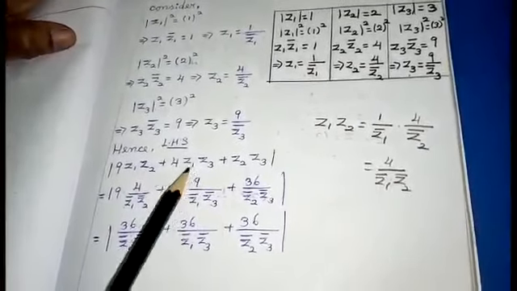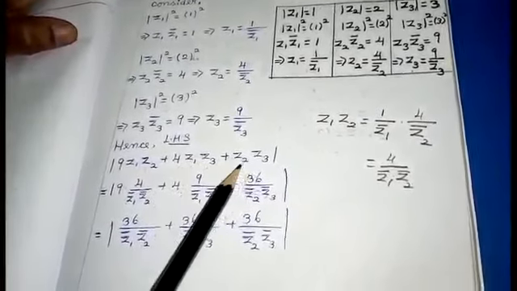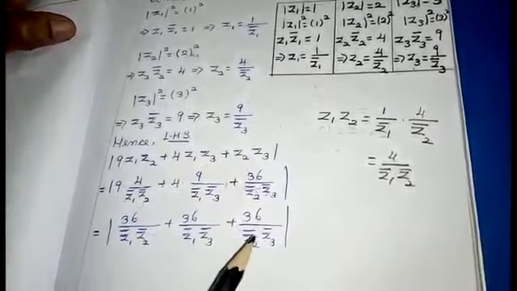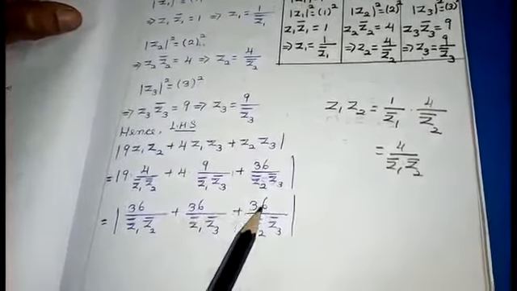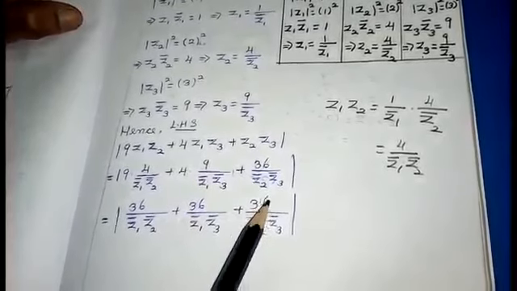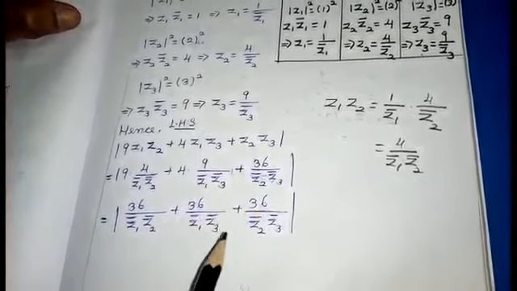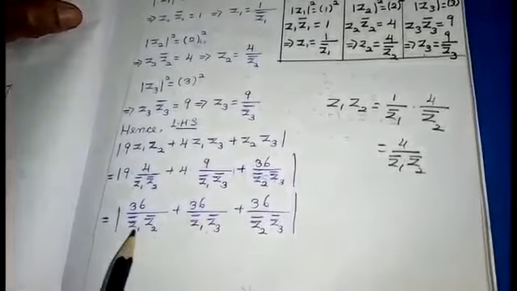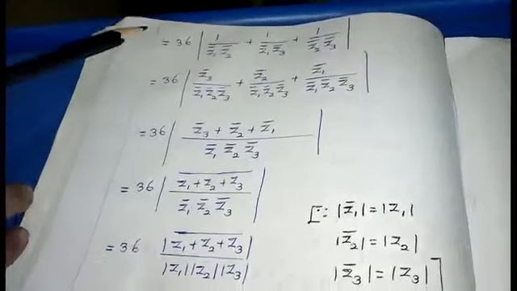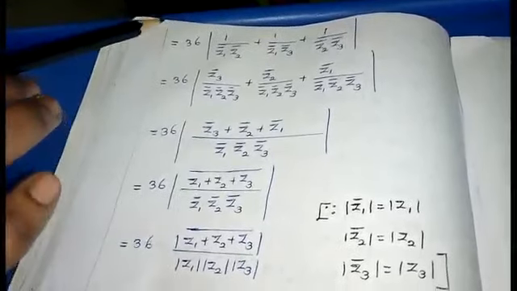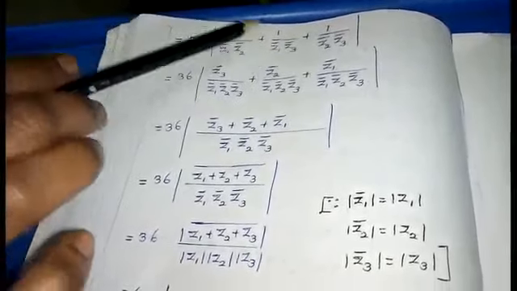Similarly, I am multiplying z1 into z3 and z2 into z3. I will be getting the value like this. If you see the numerator you will be having 36. I am going to take it common outside, that is, modulus of 36 will be 36. And the denominator, you will be getting the value like this. I am going to take 36 outside. After taking 36 outside, I will be getting the value like this.